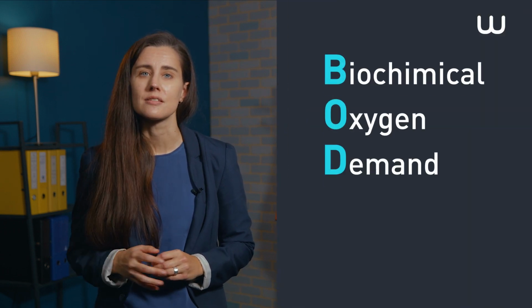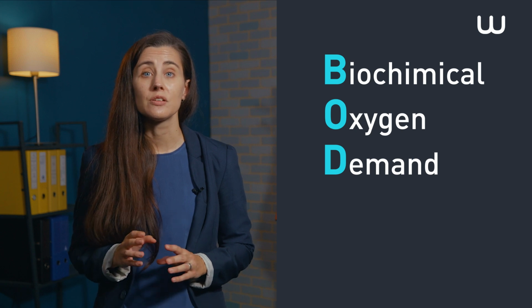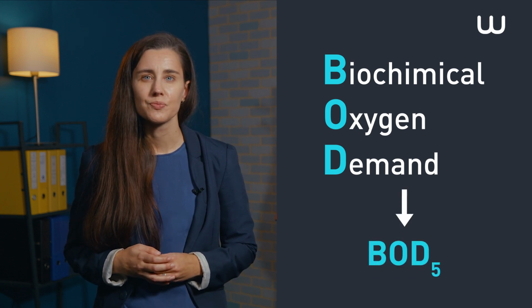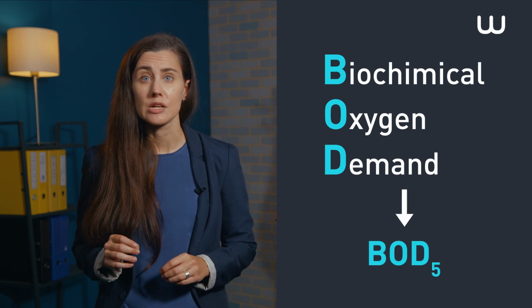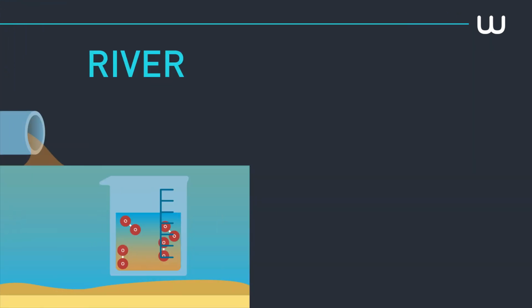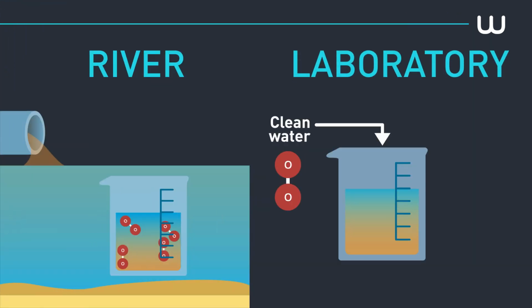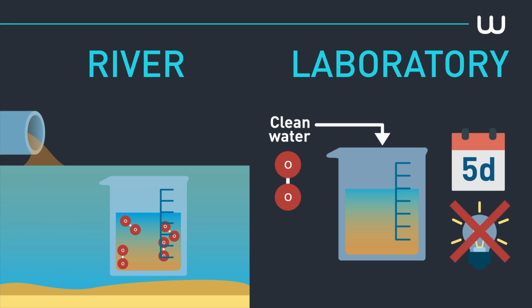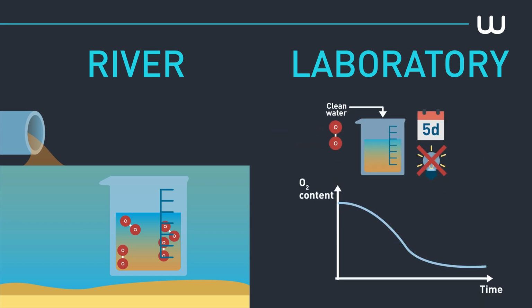oxygen demand analysis is carried out. It is written BOD5. What occurs in a river is reproduced in the laboratory by mixing in a flask a small quantity of wastewater and clean water saturated in dissolved oxygen. After 5 days in total darkness, the level of concentration of residual dissolved oxygen is measured, and by doing so, the quantity of dissolved oxygen consumed in the flask, as well as the river, can be deduced.